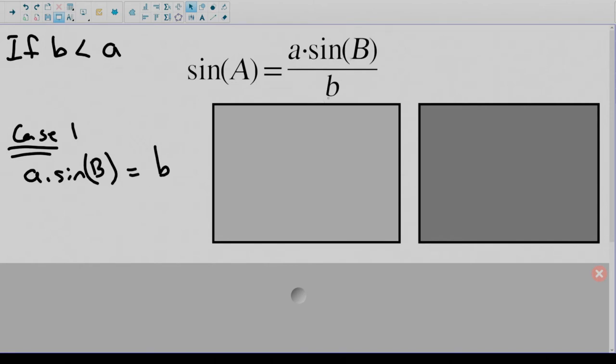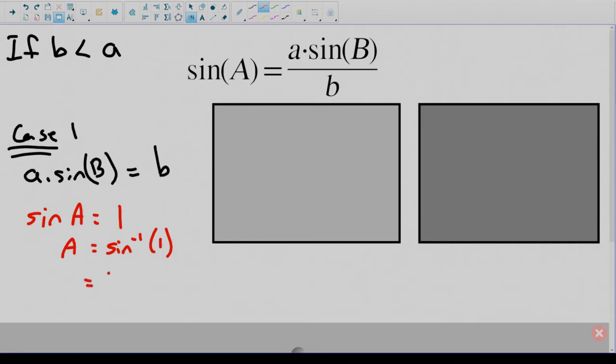If the top of your fraction equals the bottom of your fraction, what would you get? You would get sine A is equal to 1. Because if the top number is the same as the bottom number, you could have something like 2 over 2, okay? 2 over 2 is 1. What value do you get when you arc sine 1? You get 90 degrees. So this would actually be a right angle triangle.